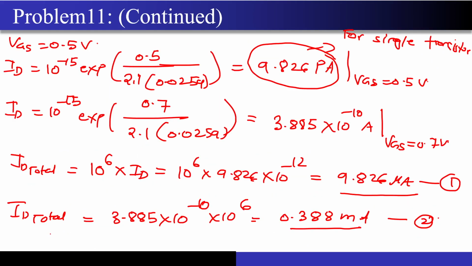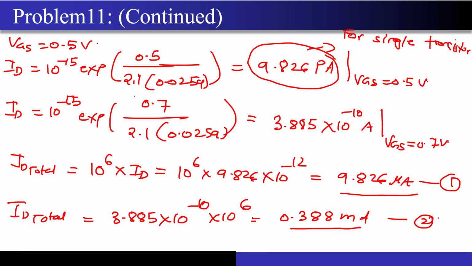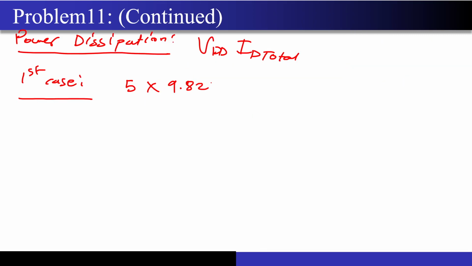So now let me see. Yeah, I have I_D total with me. So now let's look at the power dissipation. What is the total power dissipation? I already told you, V_DD into I_D total. For the first case, V_DD is constant, right? V_DD is 5 volts into I_D total. I had already calculated 9.826 microamperes. So now this will become around 49.1338 microwatts.